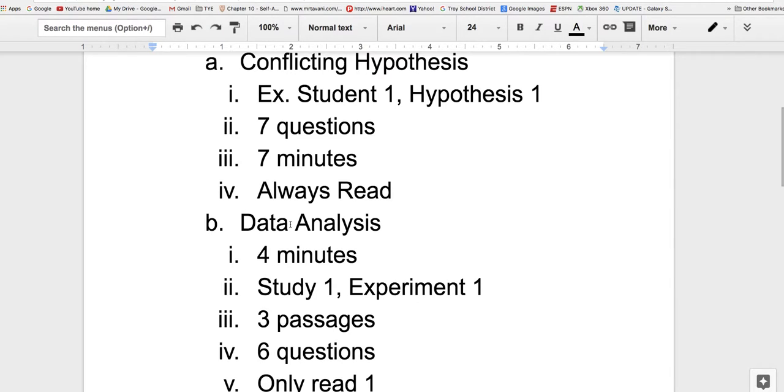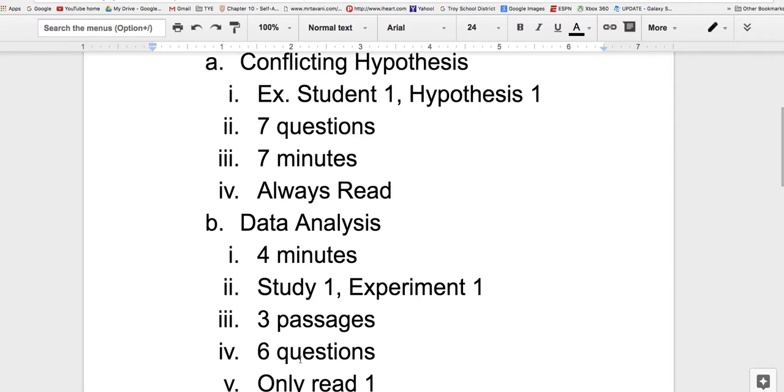Some indicators for data analysis will say study 1 or experiment 1. There are typically 3 passages on the ACT for this. There'll be 6 questions, and you only need to read one of these passages. And how you tell which passage to read, it typically has a really hard diagram to understand. So who can tell me which one this would be? Which one would be, let's go through and say which one are all data analysis.